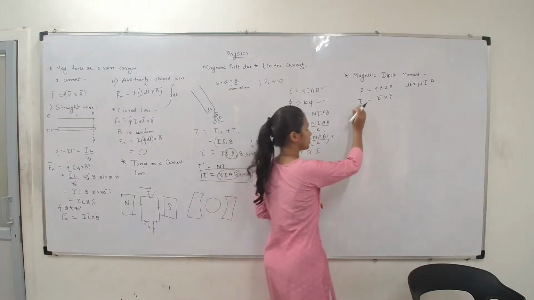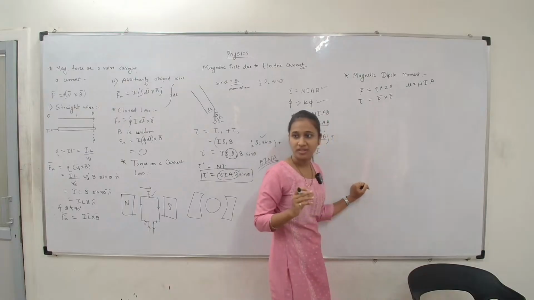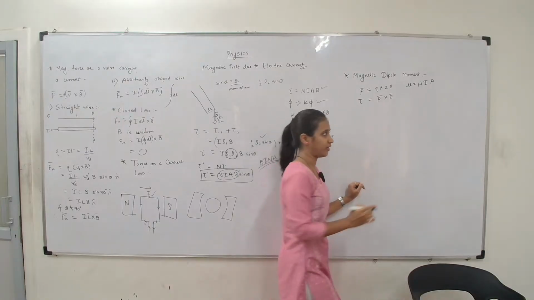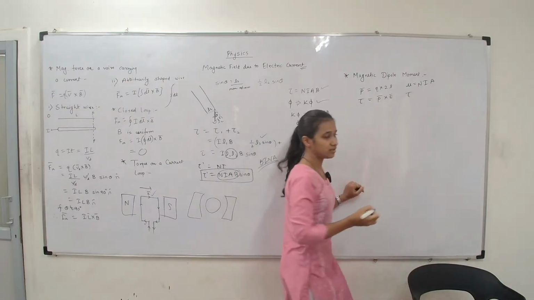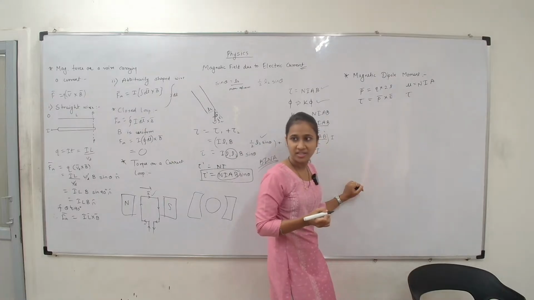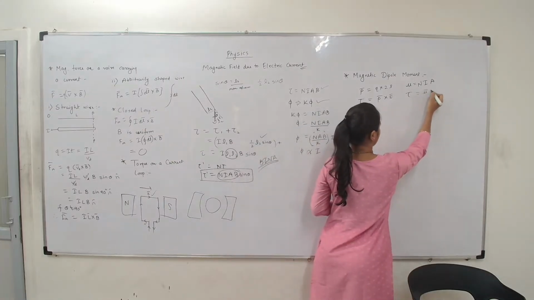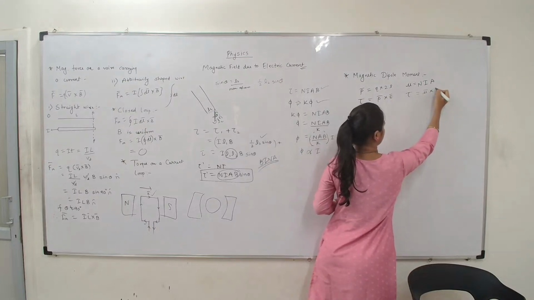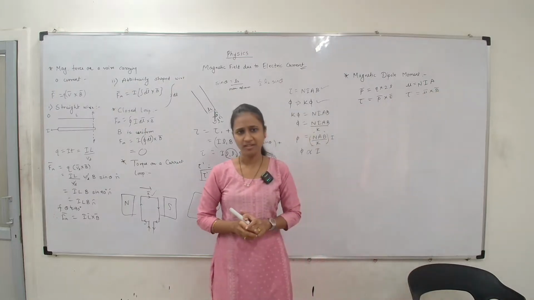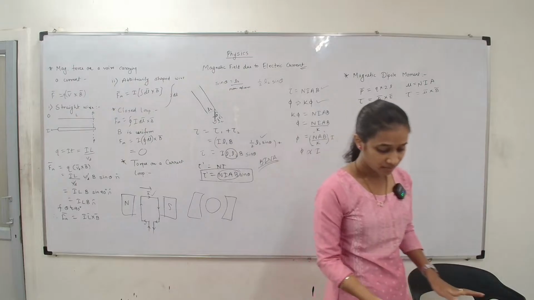Same torque experienced when a dipole is placed in an external electric field, torque experienced when a magnetic dipole is placed in an external magnetic field. It was P bar, it is mu bar. इधर E bar, इकडे B bar. काही फरक नाही. सेम बघा तुमच्या बुक मध्ये.